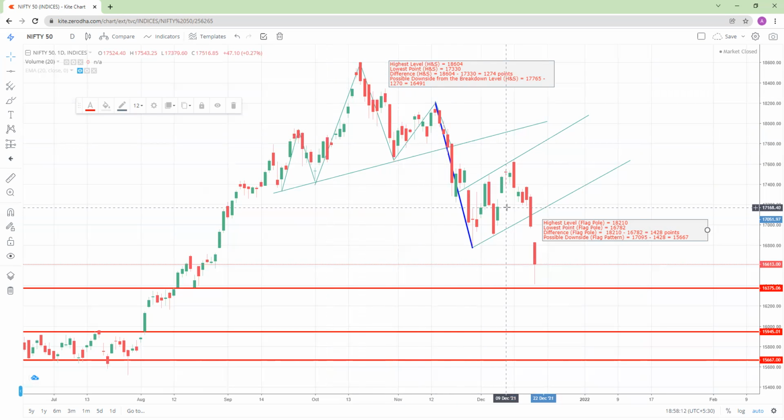First of all, we will be discussing the head and shoulders pattern. As you can see, this is one shoulder. Nifty 50 went up like this and then came down. After that, it went further up and then came down. And then it again tried to go up and then came down. So this is one shoulder, this is the head and this is another shoulder.